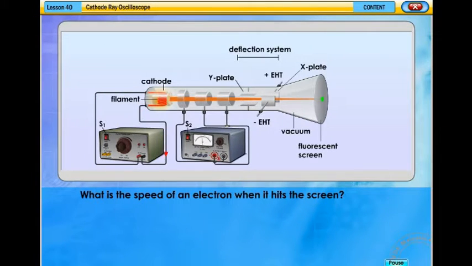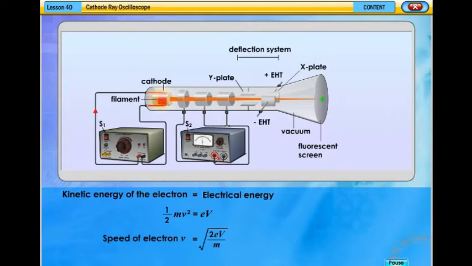What is the speed of an electron when it hits the screen? The kinetic energy of the electrons is equal to the electrical energy supplied by the power supply across the cathode and anode. Thus, the kinetic energy of the electron, half mv squared, is equal to the electrical energy eV. Then, the speed of the electron is the square root of 2eV divided by m.